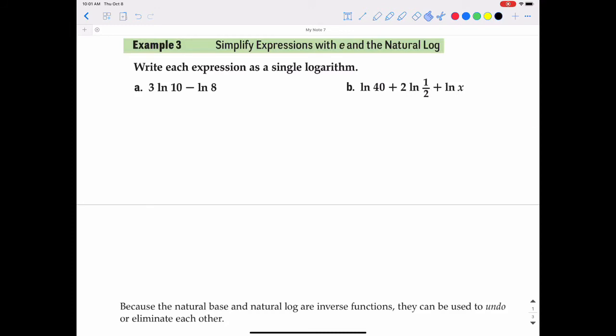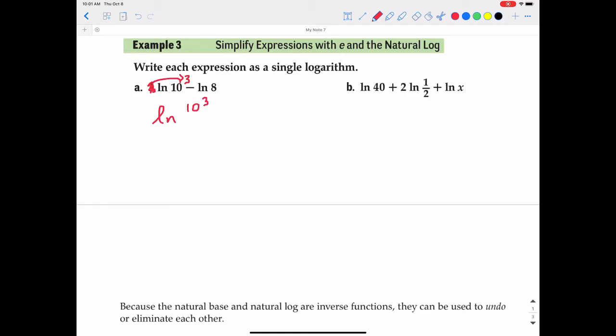Just like we can do it with common logs, we can rewrite natural logs as a single logarithm. So if we have 3 ln of 10 minus the ln of 8, where did the 3 come from before it was expanded into 2 logarithms? Well, it was originally an exponent, so we can move that back. So the 3 gets moved back. So this would be as a single logarithm, ln of 10 to the 3rd power.